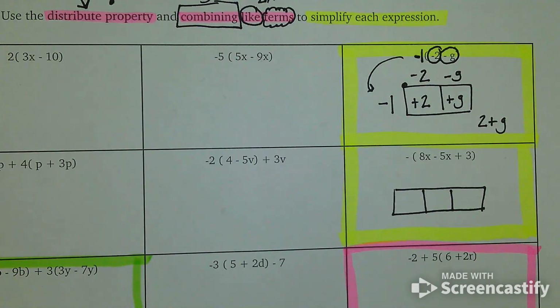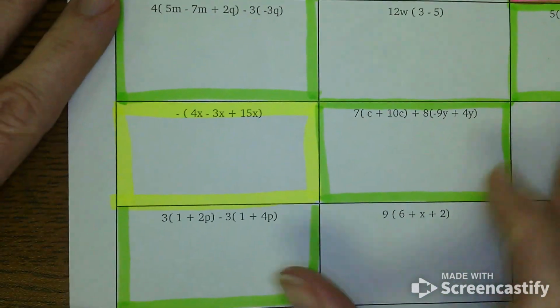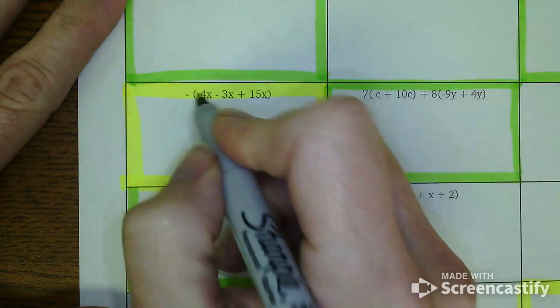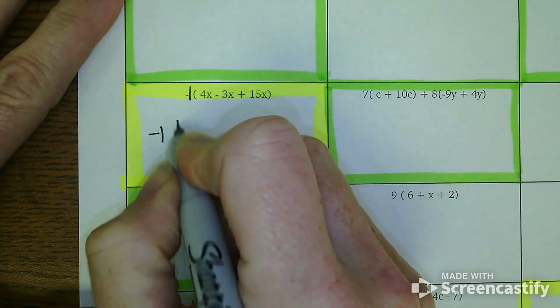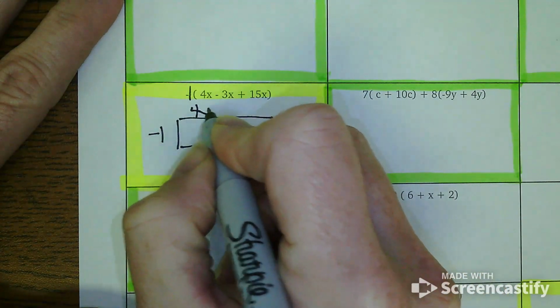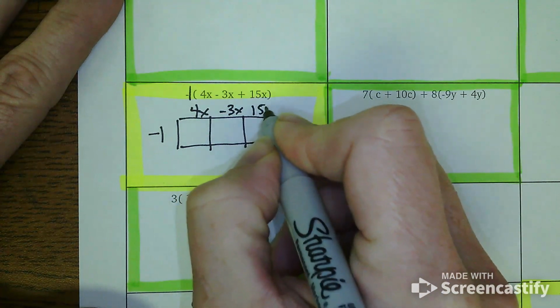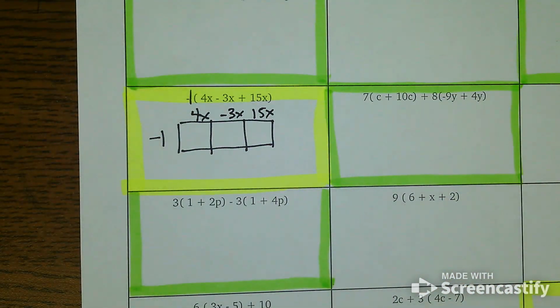Okay? So I'm going to move down here to this guy, and I'm going to work with this one first. So I'm going to do this yellow box. If you notice, I've got some colors going on. So this one again means -1 or opposite of everything on the inside. So my -1 box is outside the box. On the inside, I have 4x, -3x, and 15x. Now, because these are all x's, I'm going to do some combining when I'm done.